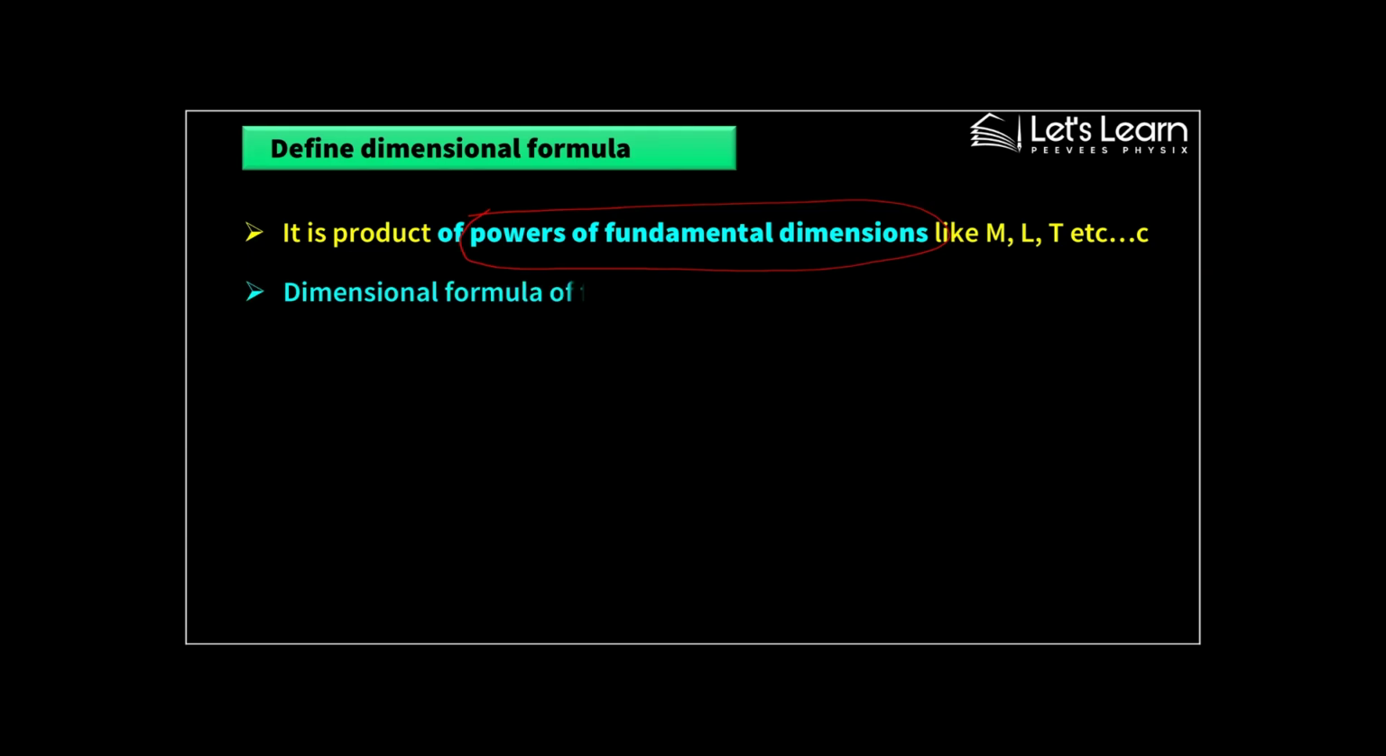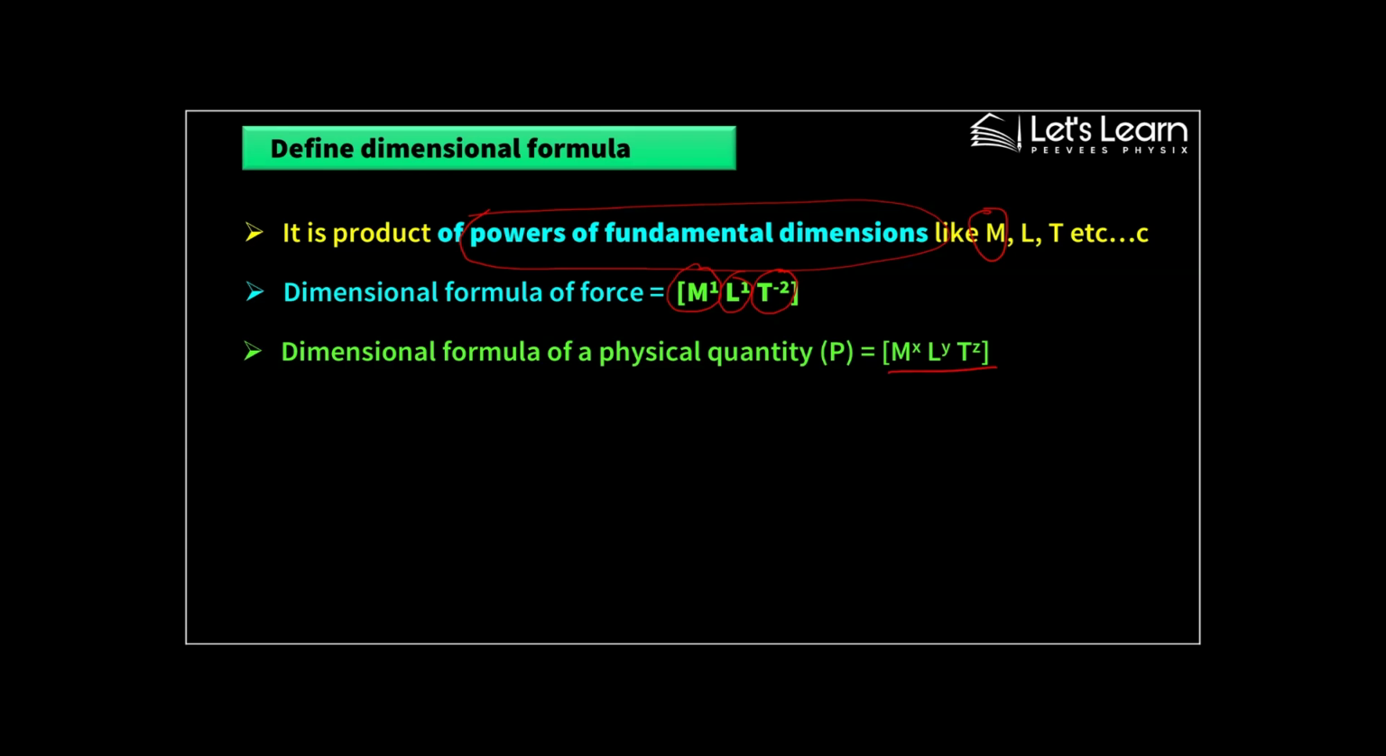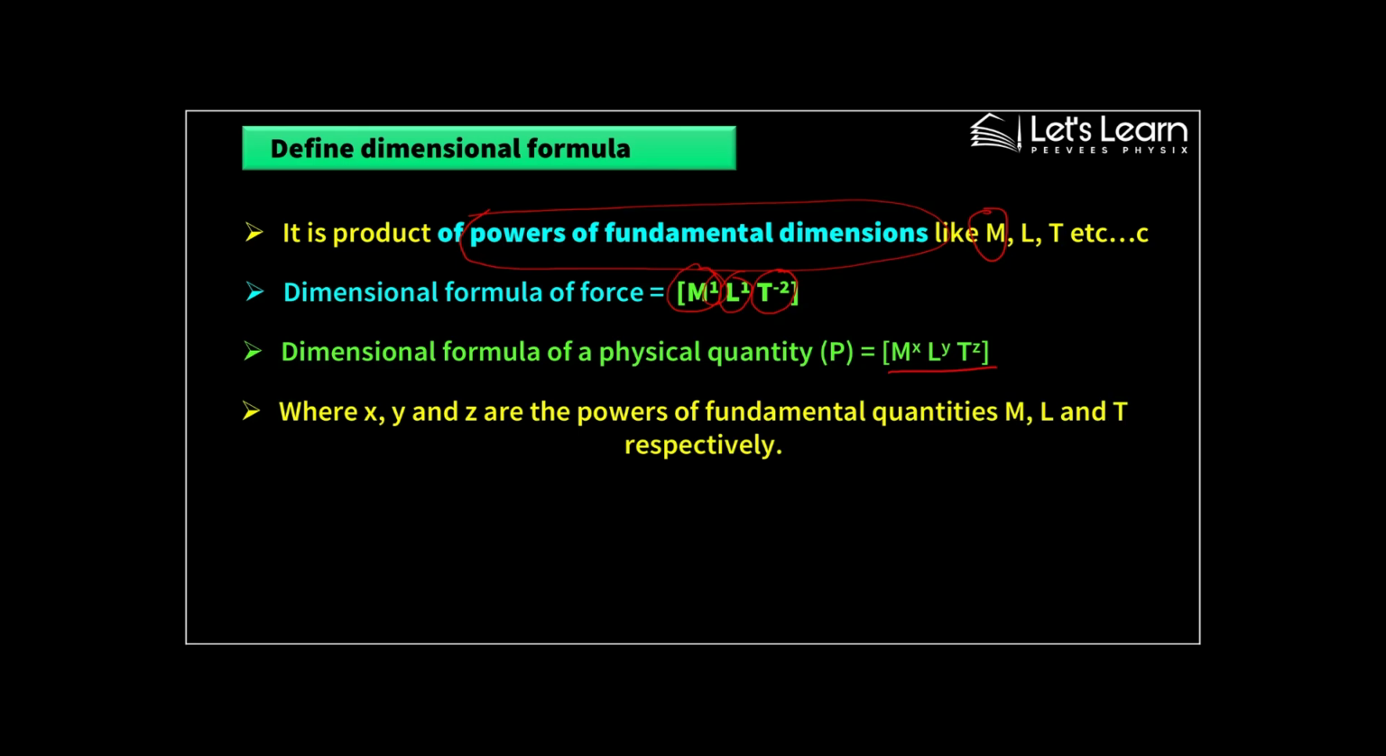Look at this. We know the dimensional formula of force is M to the power of 1, L to the power of 1, T to the power of minus 2. That shows the product of M to the power of 1, L to the power of 1, and T to the power of minus 2. So basically, the dimensional formula is the product of powers of fundamental dimensions like M, L, T, A. In general, the dimensional formula of a physical quantity is written M to the power of x, L to the power of y, T to the power of z. x, y and z are numbers, like 1, which show the power of the fundamental quantities.